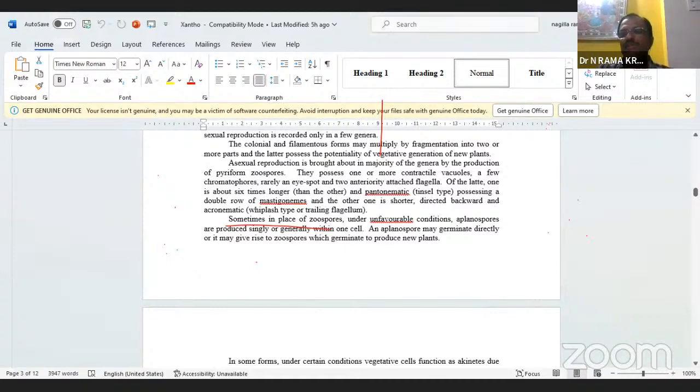Okay, siphonaceous or tube-like structures are there. The filamentous forms show apical growth. The filaments are often several centimeters long, more than 10, sometimes even 20 centimeters.